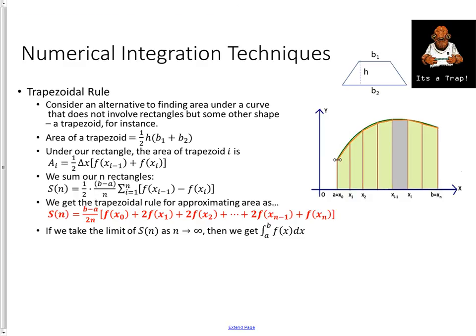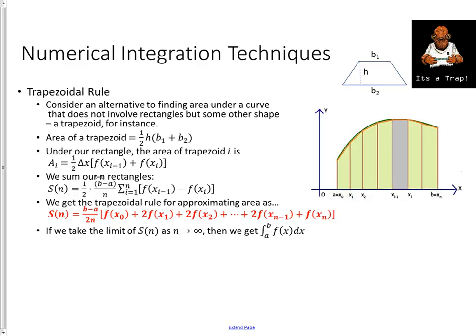Starting at x of 0, and then working our way across x1, x2, and so on down the list until we get to the ith rectangle, x sub i minus 1 and x sub i define the left and right hand sides, and these values right here are going to give us our width. So we think about our delta x being b minus a over n, that is our delta x, and if we take 1/2 delta x as the height, and then the sum of f of x sub i minus 1 and f of x sub i, we're going to get the area of that rectangle.